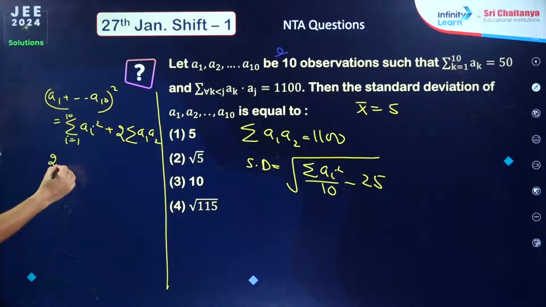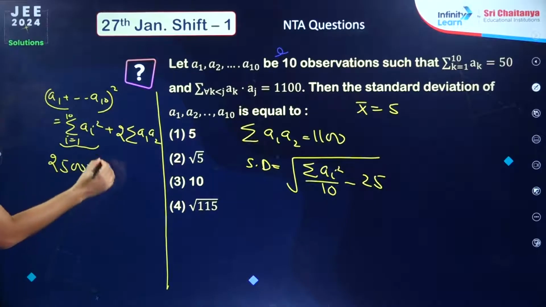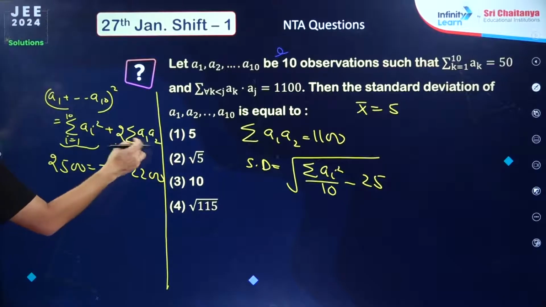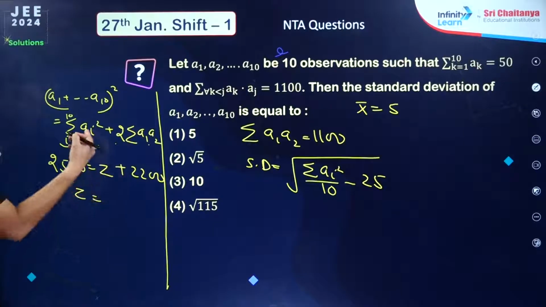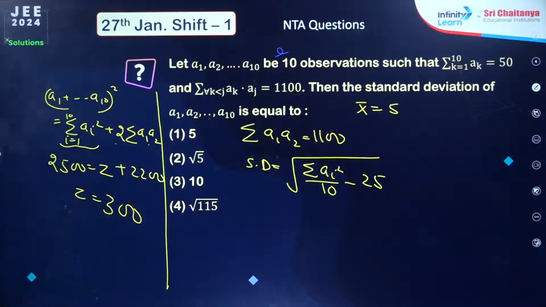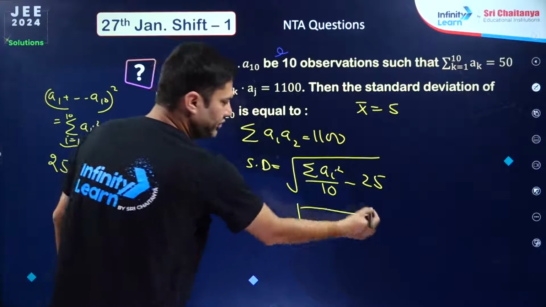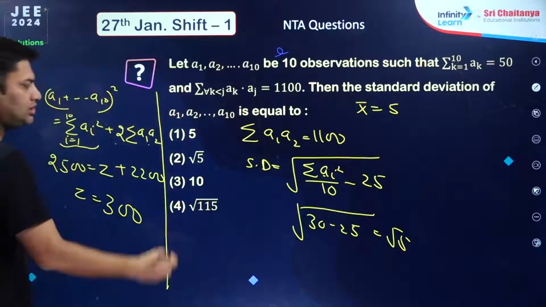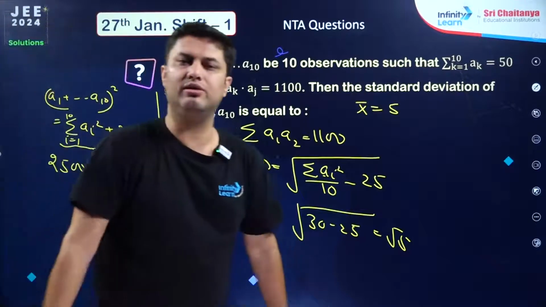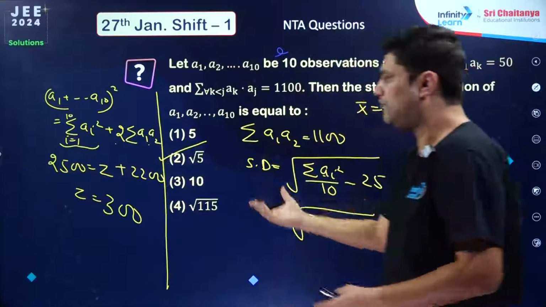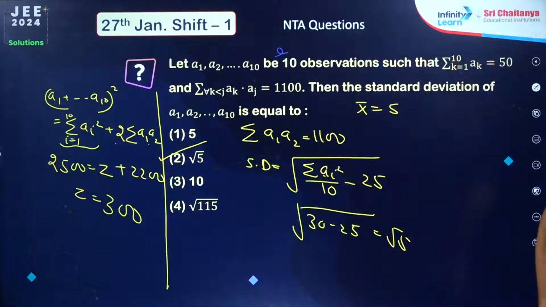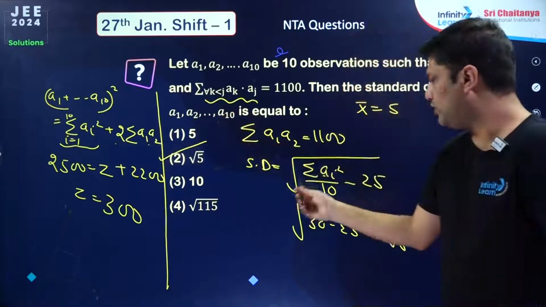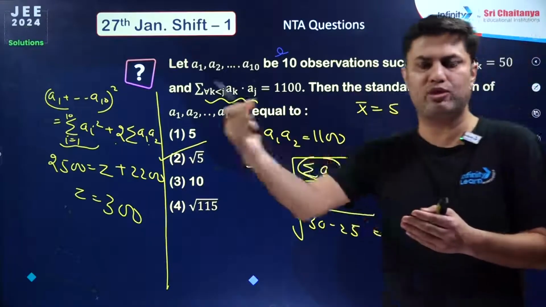So this is 2500, and this you need to find, let's say z, and this is given in the question, 2 into 1100, 2200. So z is coming out to be 300. So 300 by 10 is 30, minus 25, root 5. So very simple calculation. Root 5 is absolutely the right answer. You can see we have done the calculation very fast, and it's really easy also. This means you need to apply the whole square formula, then only you can find sigma ai square, a1 square plus a2 square up to a10 square.